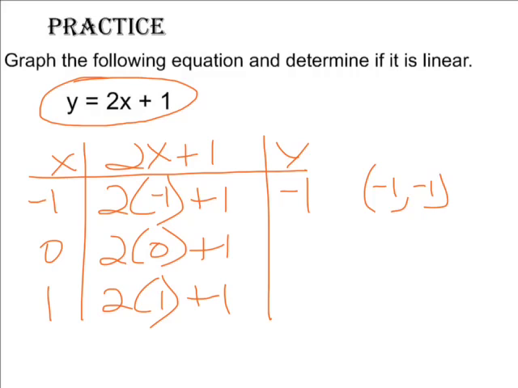And then we have 2 times 0, which is 0, plus 1 is 1. So when we plug in a 0, we get a 1. That is another ordered pair. And then finally, 2 times 1 is 2, and 2 plus 1 is 3. So when we plug in a 1, we get a 3. Now we need to take this set of ordered pairs and graph it.